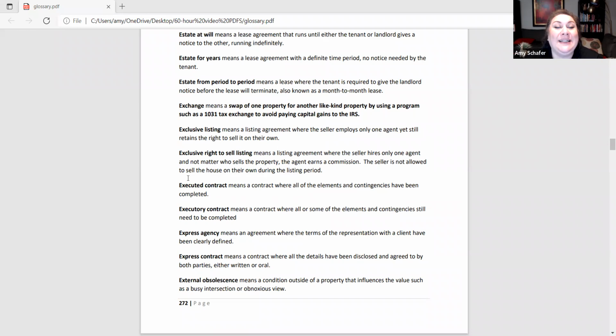An exclusive right to sell listing is a listing agreement with a seller where they hire you as only one agent, and no matter who sells the property, you earn the commission. So they're not allowed to sell it on their own like a for sale by owner during the listing period.